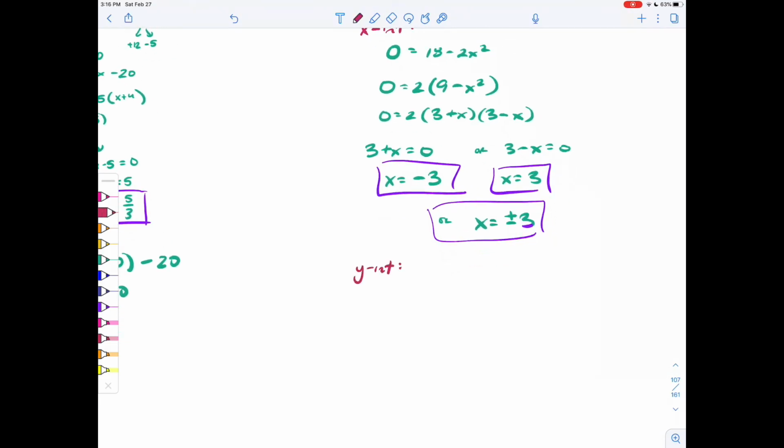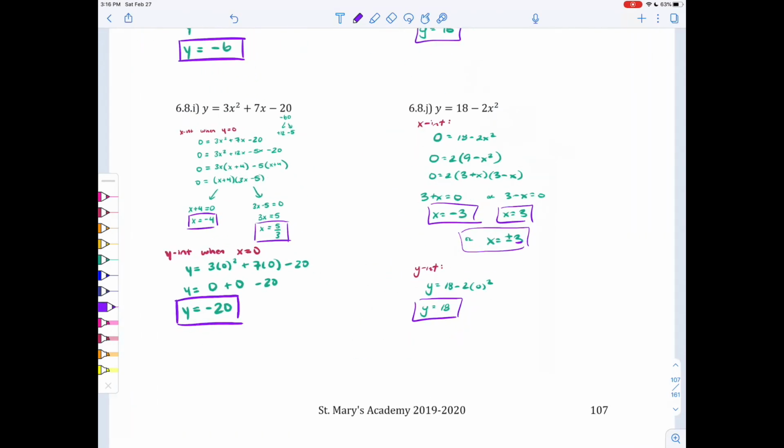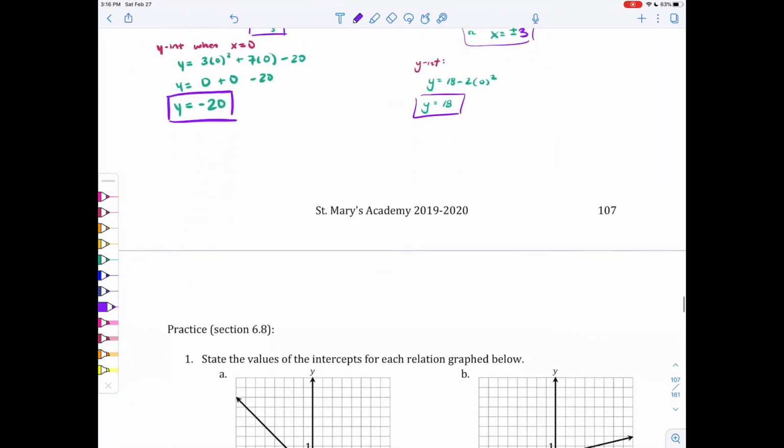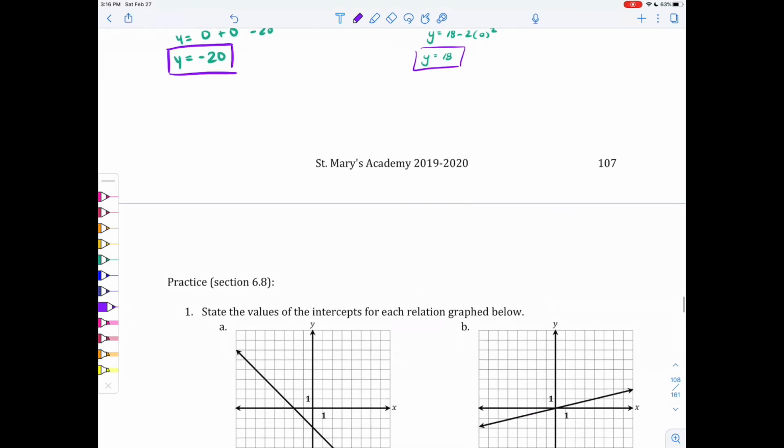And the y-intercept, as we've well established, occurs when x is equal to 0, which in this case just means we've got 18. Boom, the end.